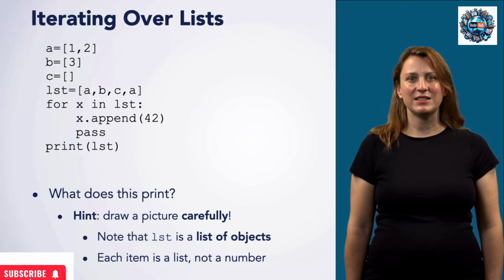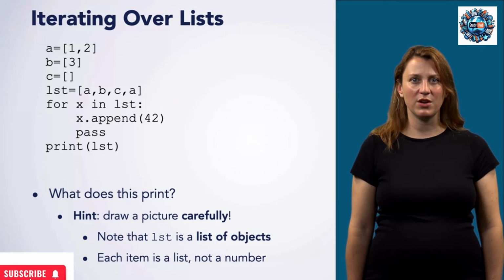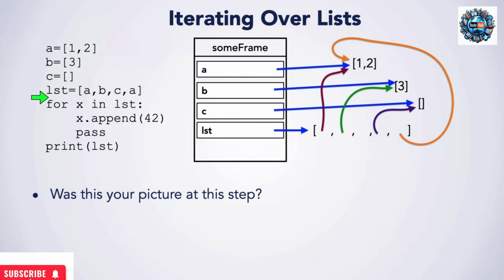Now that you have seen list iteration, take a moment to practice it yourself on this somewhat tricky code. Don't forget what you learned about references, and note that each element of list is itself a list. Now let us take a moment to look at how this code behaves. As we said, this code is somewhat tricky.